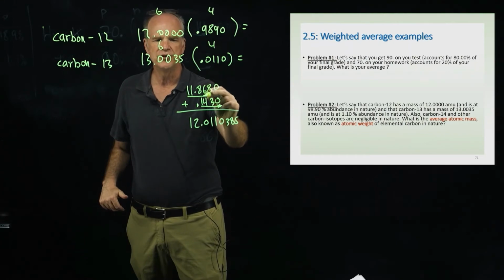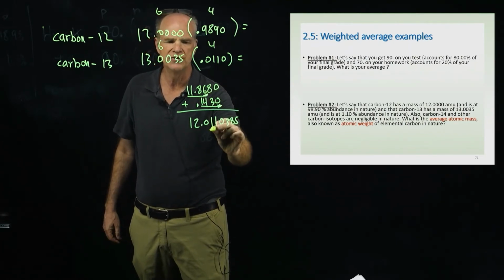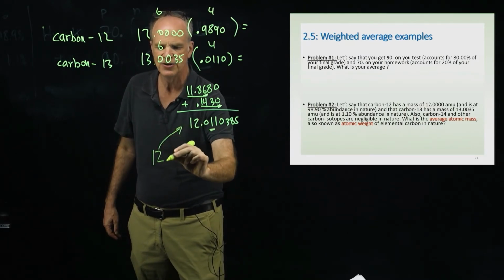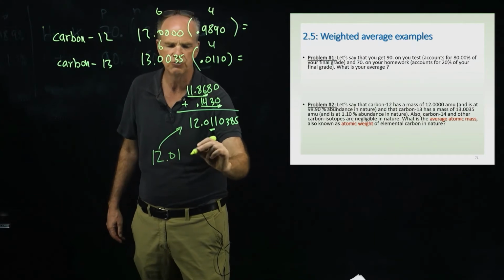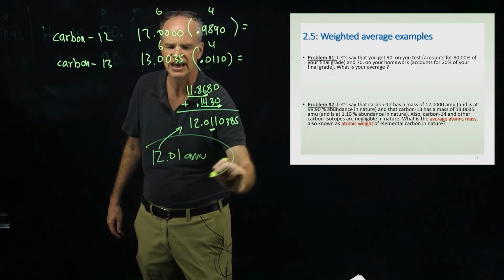The one that's furthest to the left is in the first number. It is in the hundredths place. So we round this to the hundredths place. So the average atomic mass of carbon in nature is 12.01 atomic mass units.